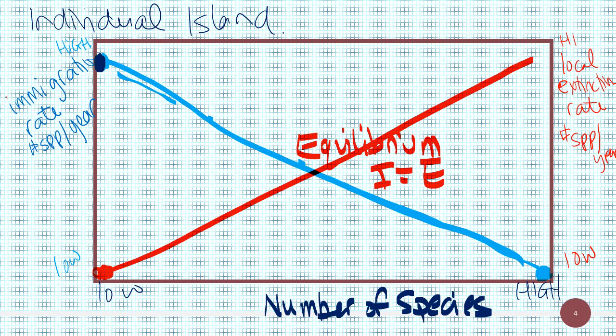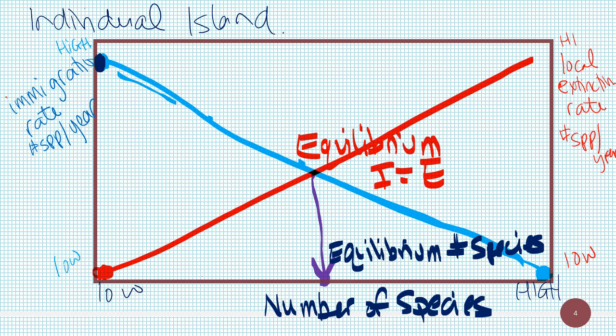If we read down from that point right here, this would be where it crosses the x-axis, the number of species that you would have at equilibrium. So this is your equilibrium number of species. The equilibrium number of species is not going to change once you're there because immigration and extinction are going to balance each other out. And so just remember that this is local extinction, extinction of species on an island.